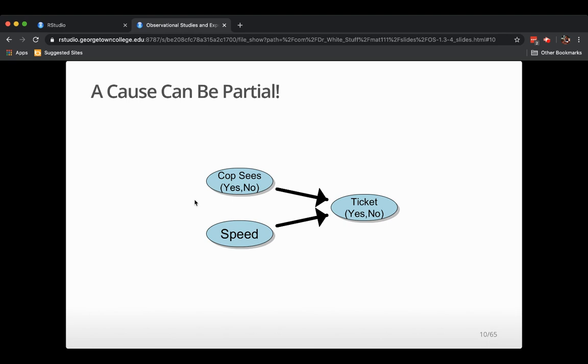And there's probably other variables too that are involved in causing whether you get a ticket, like cop catches you, yes, no. You persuade cop not to give you ticket, yes, no. All kinds of other variables. So what I'm just saying here is a thing can cause another, but not be the only cause. It can be a partial cause. That's part of the idea of causation.